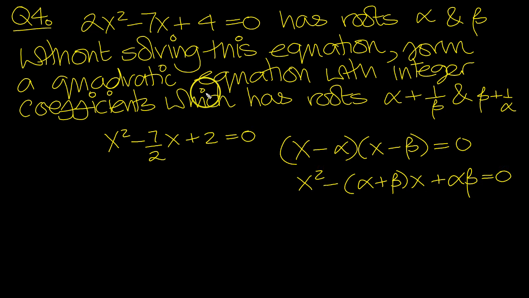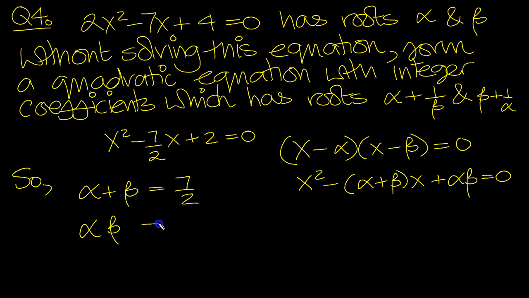So now we can read off the correspondences. We can see this value must be alpha plus beta, mustn't it? Because the minuses are both there. And the other thing, the alpha beta, is equal to 2.